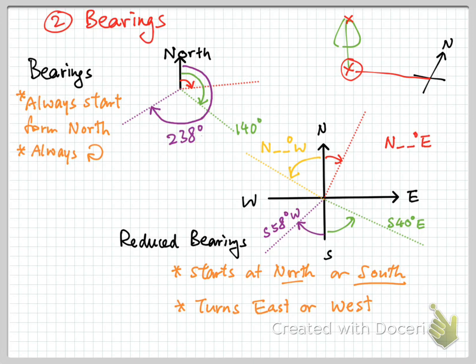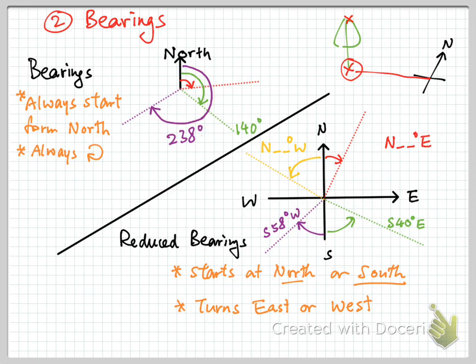And then there are two kinds of bearing, as you can see on this page: the true bearing and the reduced bearing. Now, bearings always start from the northern direction, and then move in the clockwise direction. You see the examples here, the red, the green, and the purple. If we want to investigate the bearing, we always start counting from the northern direction and rotate clockwise.